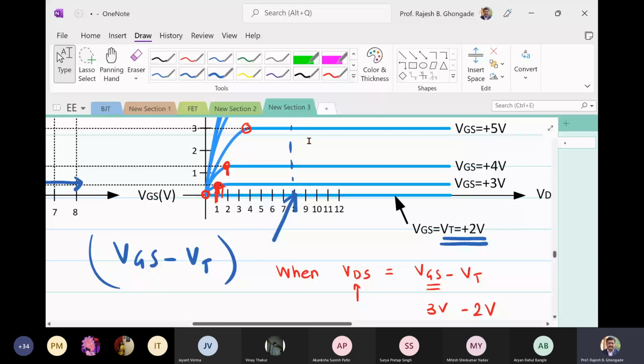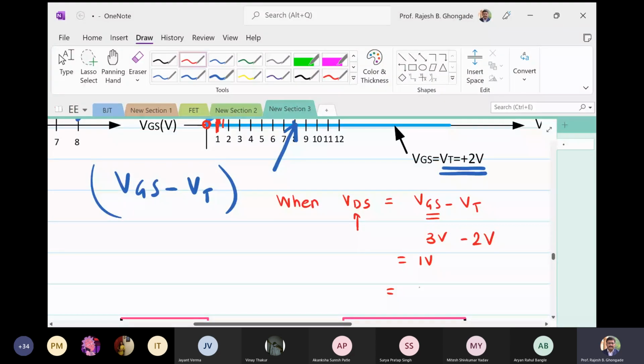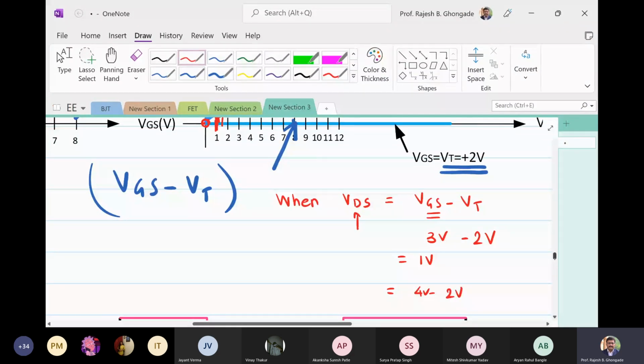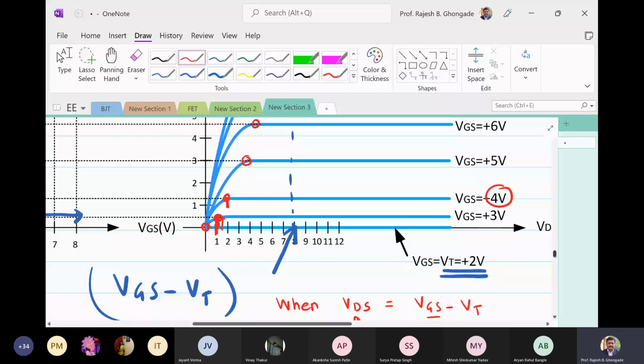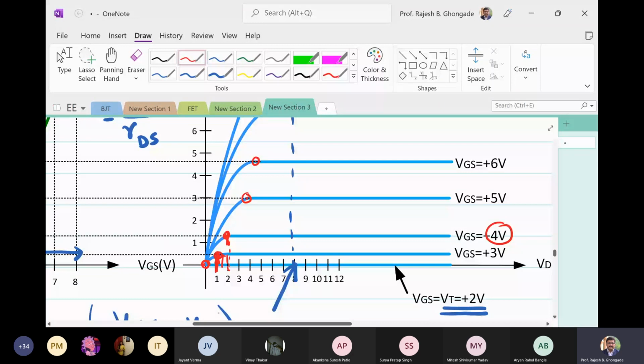समझ में आ रहा है कि नहीं आ रहा है? Yes, sir. कि समझो for VGS equal to 4 volts, वो pinch off कहाँ पे होगा? When VDS, what will be the value of VDS? 4 volt minus 2 volt, that is 2 volts. So it will start happening at 2 volts. दिख रहा है? Yes, sir. Similarly, it will go on following the same kind of principle.